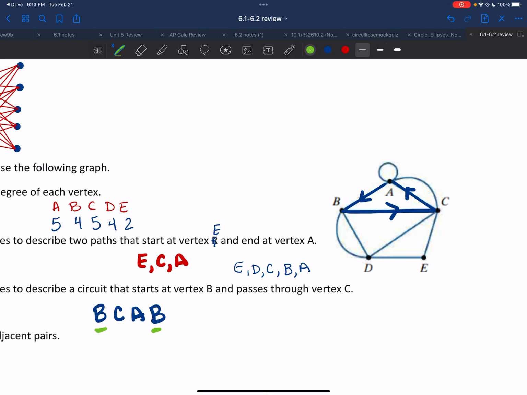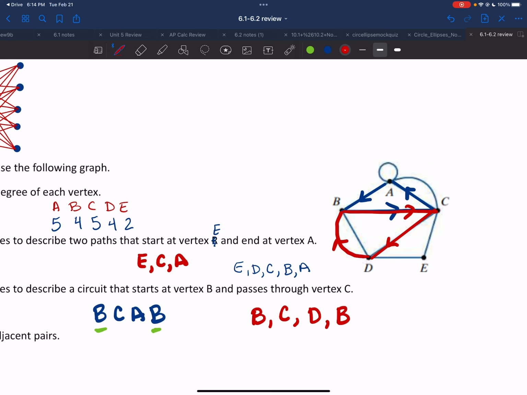Let's see here. Let's do another one. We could do B to C. So B to C to D. And then we could go this route to B. Okay, so that would be another circuit.